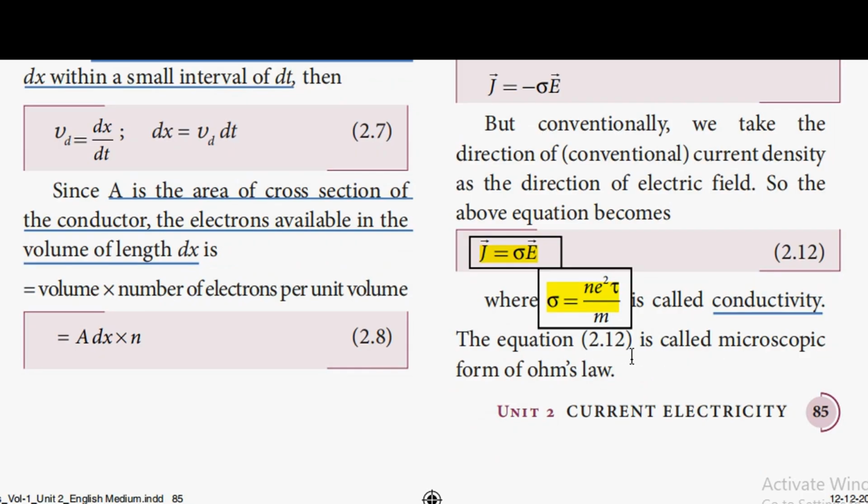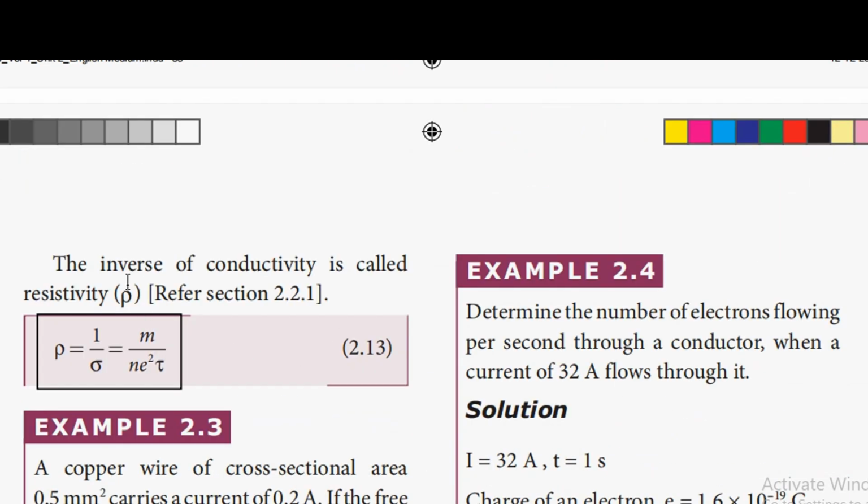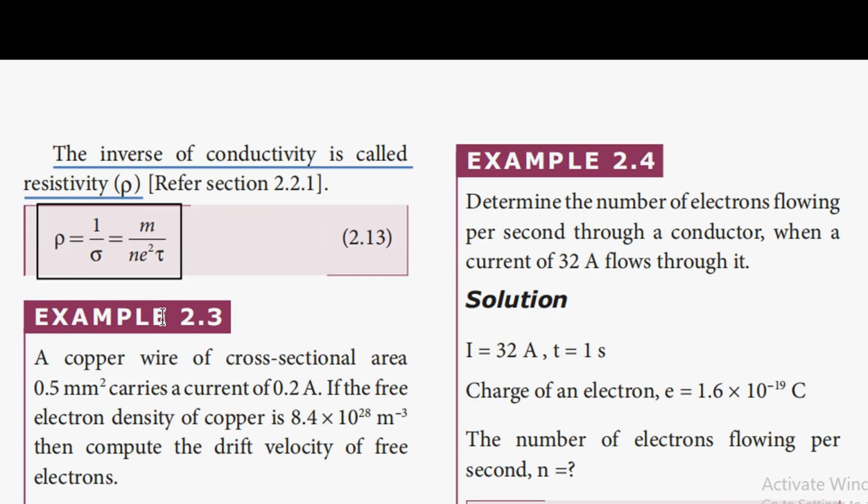The equation 2.12 is called the microscopic form of Ohm's law. The inverse of conductivity is called resistivity rho, and the expression for rho can be written as 1 by sigma equals m by n e squared tau.